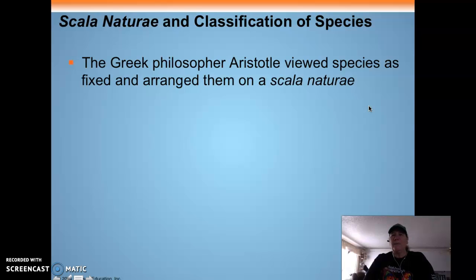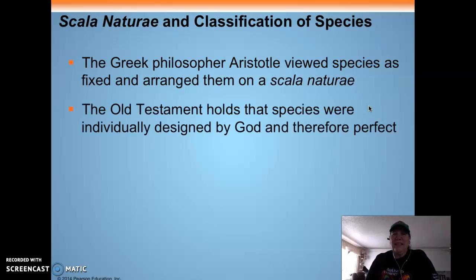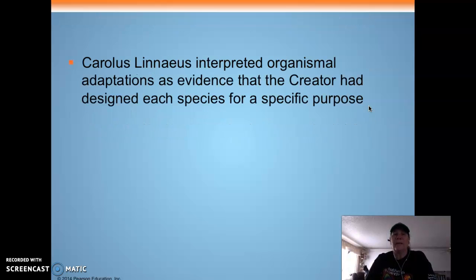Okay. The first guy that came up with this idea of the origin of species was Aristotle. This was way back in the BC days, the toga days and the wreaths on their head. But he arranged things. He called it scala naturae, or the scale of nature. I don't know if you read the Bible, but it has some species in there. The original ones were designed by God and therefore were perfect. So, why did they change? Well, of course they changed because of the environment.